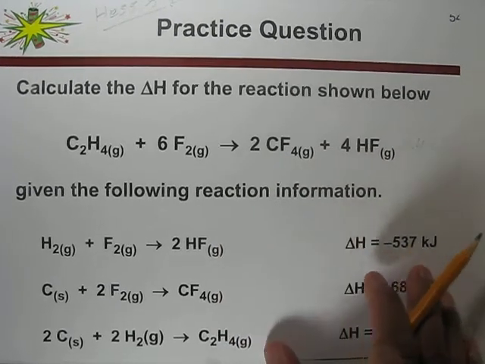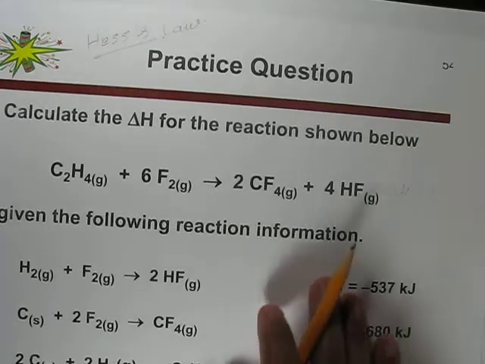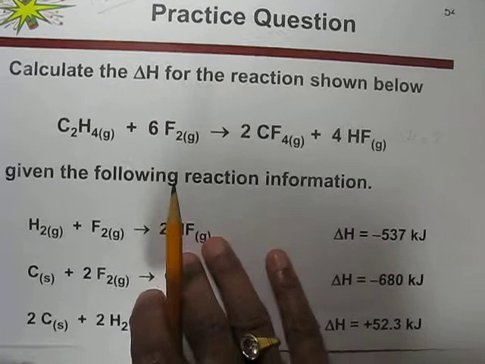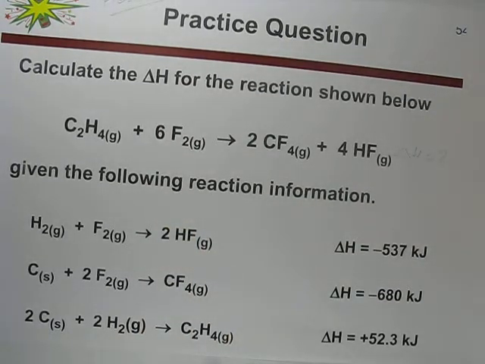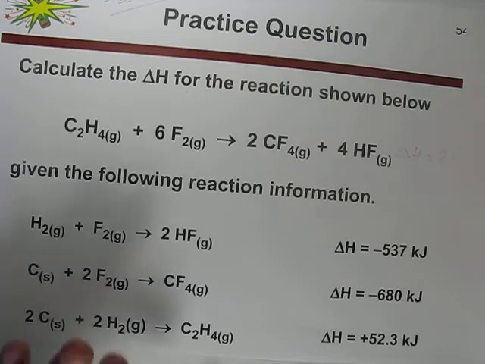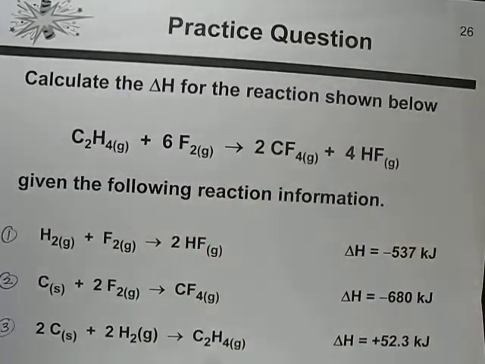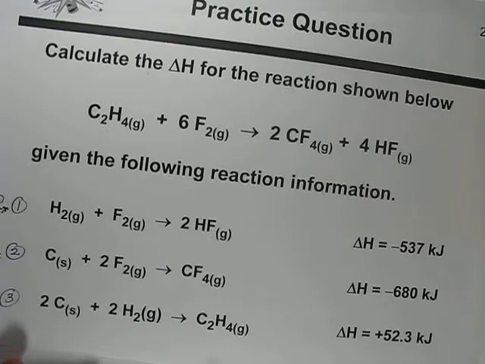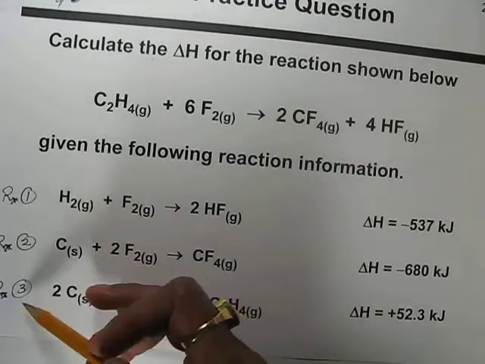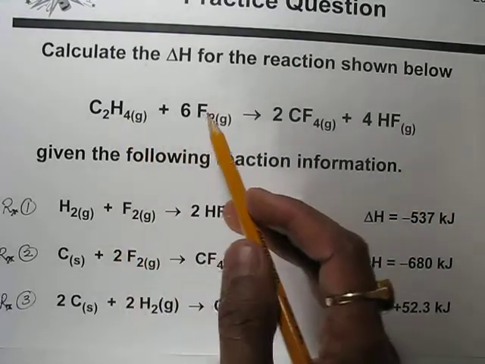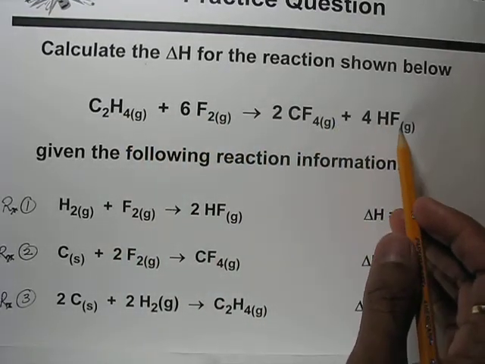So how will we solve this question? As I said, we have to use our puzzle trick to solve this kind of question. First we will label each reaction as reaction number 1, reaction number 2 and reaction number 3, and then we will try to find where the desired reactants and products are.